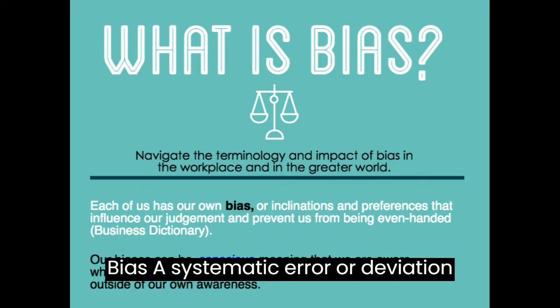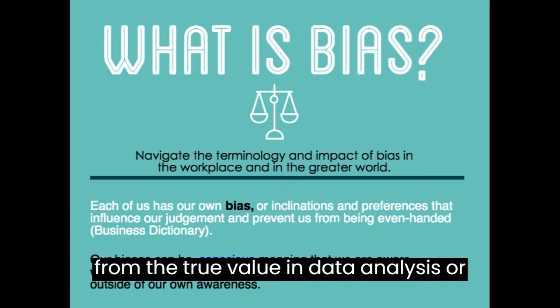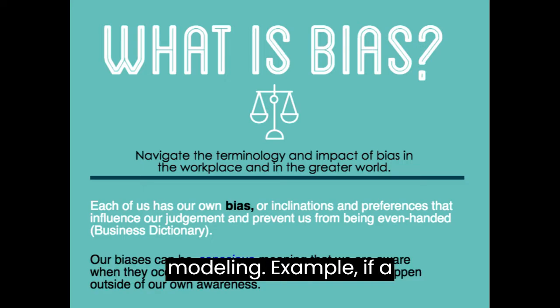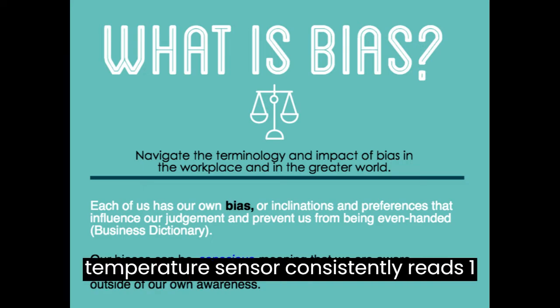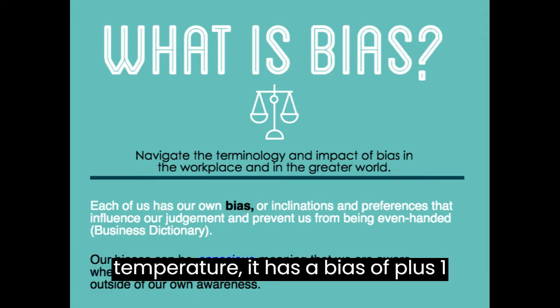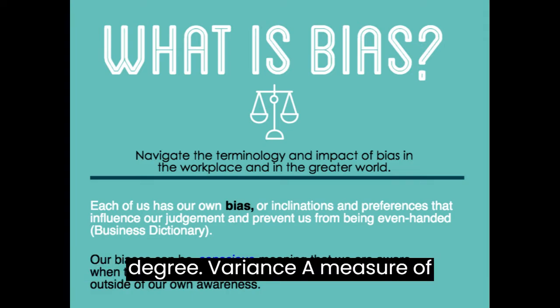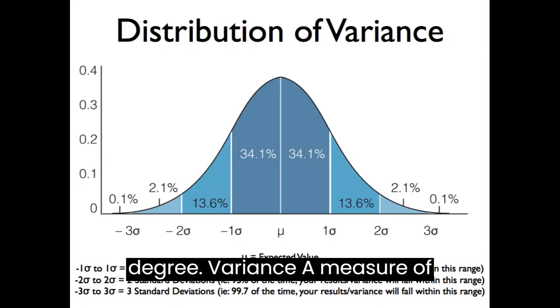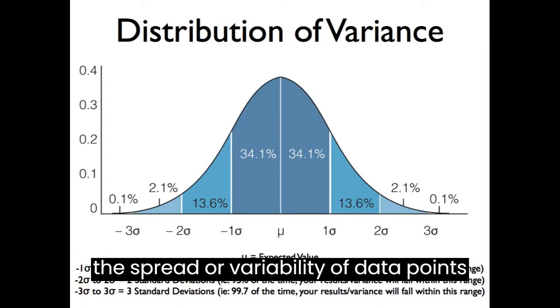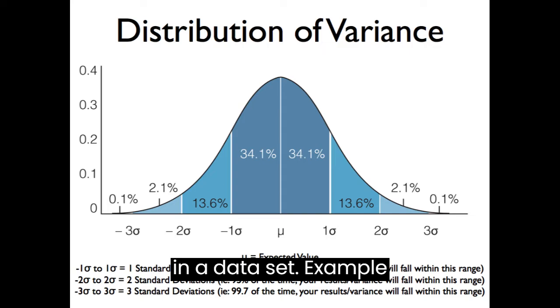Bias, a systematic error or deviation from the true value in data analysis or modeling. Example: if a temperature sensor consistently reads 1 degree higher than the actual temperature, it has a bias of +1 degree. Variance, a measure of the spread or variability of data points in a dataset.